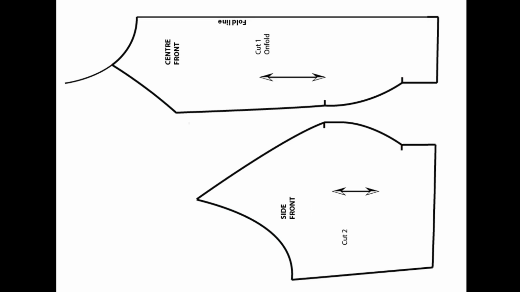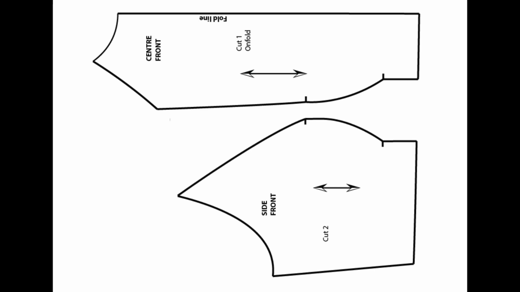Lastly, we label the patterns. We have the center front, which we are going to cut on fold along the center front line, and then we have the side front, and for that piece we are going to cut two pieces.